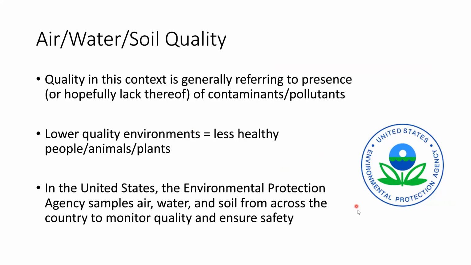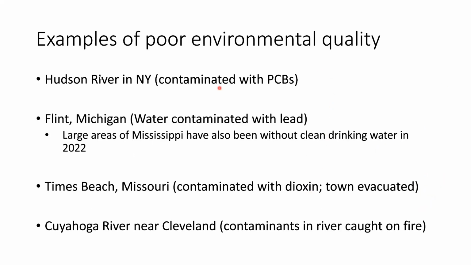And a lot of that focus, at least in this country, is on the EPA, the Environmental Protection Agency. So the EPA monitors the air, the soil, the water, a whole bunch of stuff for a whole bunch of different contaminants throughout the country. And then they have somewhat recently had a little bit of their power taken away by the Supreme Court, though. And then just some of the poor examples of environmental quality that we may talk about throughout the quarter.